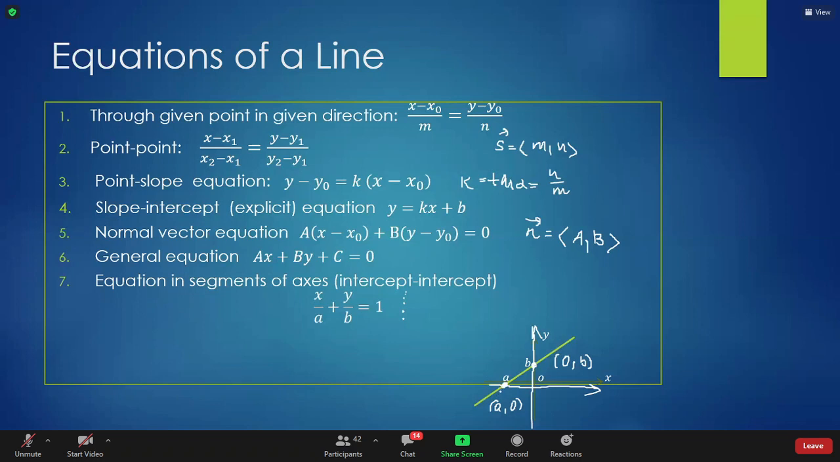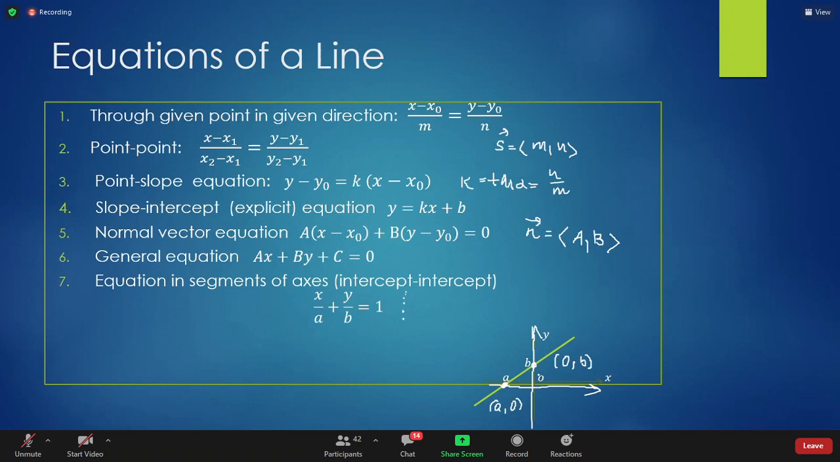We might have 2 points. We might have a point and a vector parallel or a vector perpendicular to this line. We might be given the slope. We might be given the intercepts, the points on the axes. We might have the normal vector already mentioned. So basically, we could call these templates. We choose the template for the equation depending on what information we have. What is the most convenient way of getting an equation of a line?